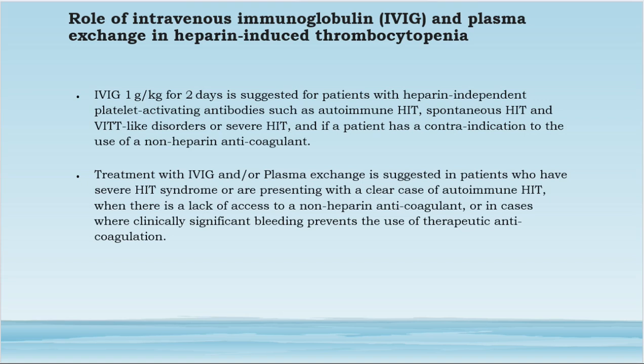Treatment with IVIG and/or plasma exchange is suggested in patients who have severe HIT syndrome or are presenting with a clear case of AHIT, when there is a lack of access to a non-heparin anticoagulant, or in cases where clinically significant bleeding prevents the use of therapeutic anticoagulation.